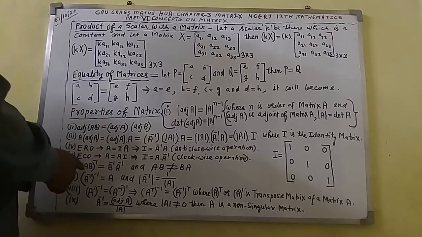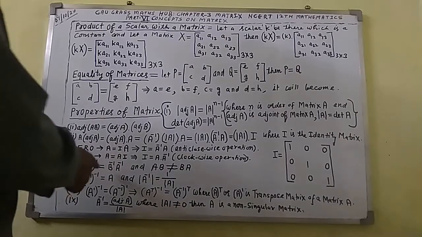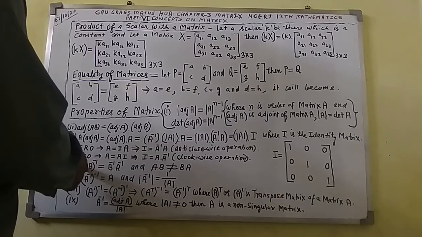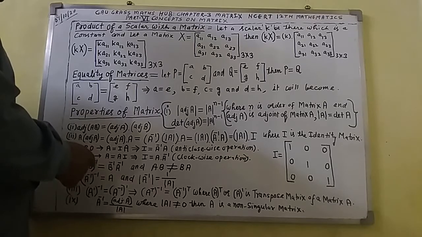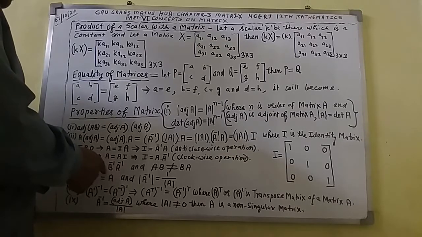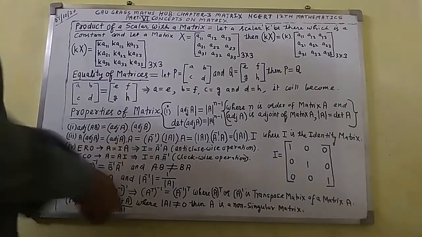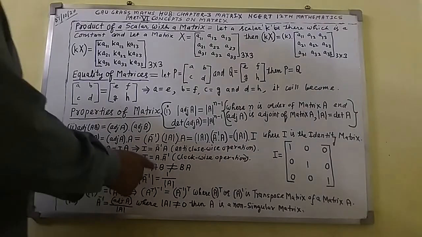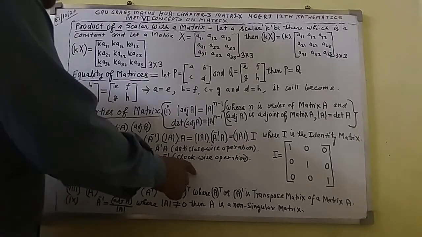Point 6 is (AB) raised to power minus 1 equal to, here since inverse is there, AB equal to BA it will become. (AB) raised to power minus 1 equal to, inverse of AB will be B inverse dot A inverse, it will become. But AB is not equal to BA because two matrices A and B do not follow the commutative law here.